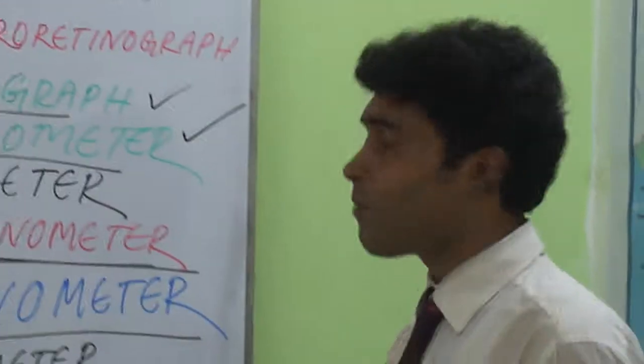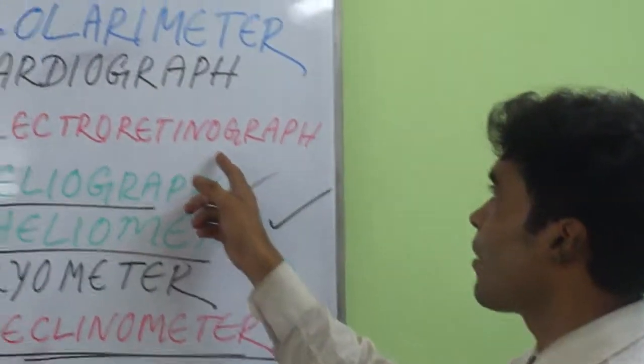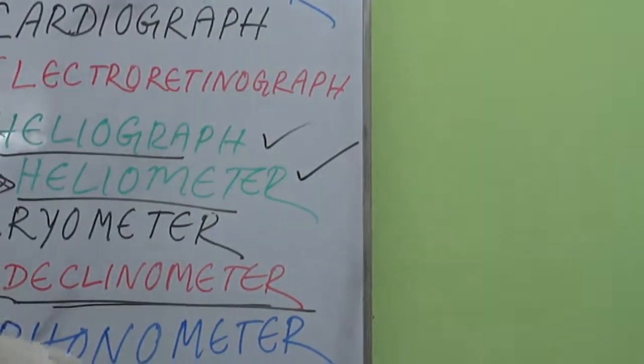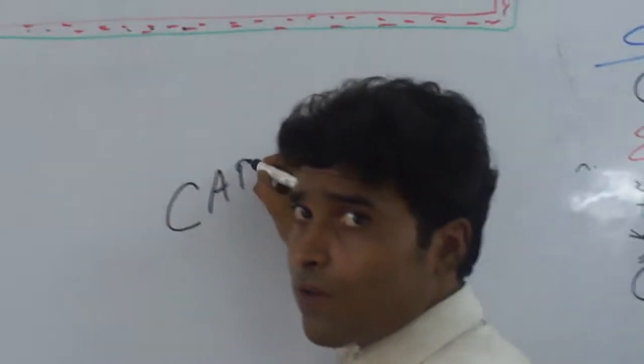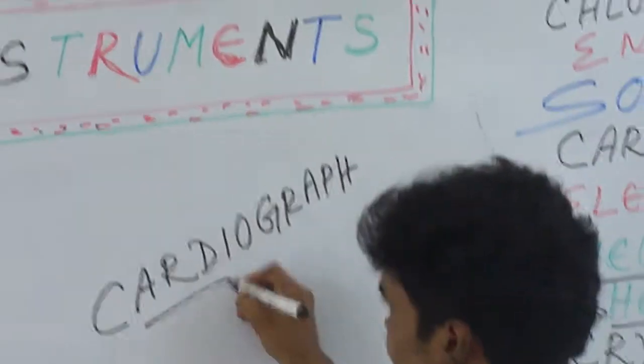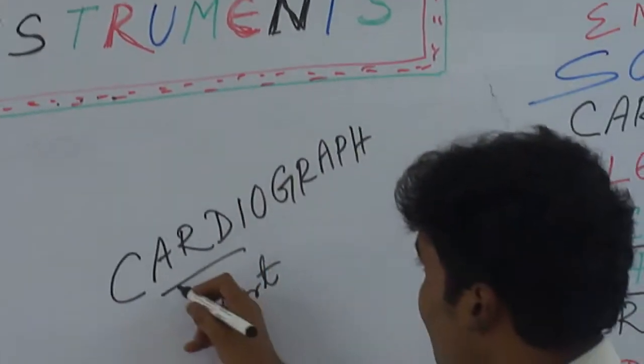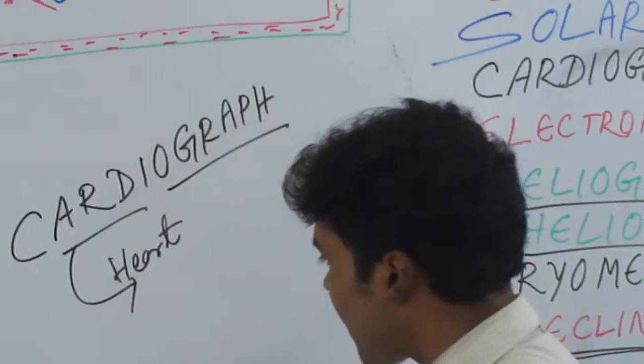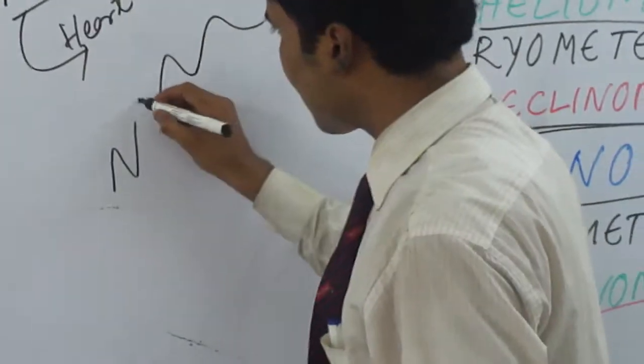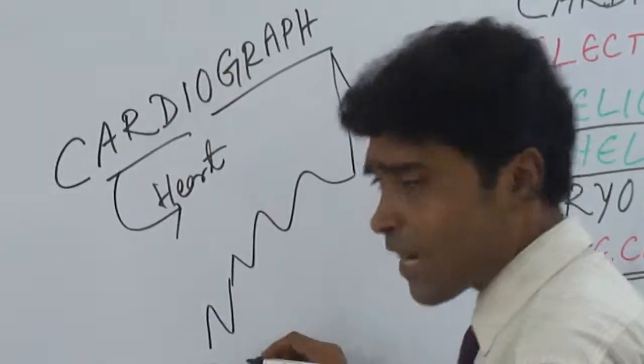Anyway, another thing we have to remember is the electronegraph. Electronegraph means instruments used to measure electrons, the speed of electrons. The last one is the cardiograph. Cardi means heart. So keep your heart intact. Cardiograph means heart. Very medically, you might have seen this figure moving like this.